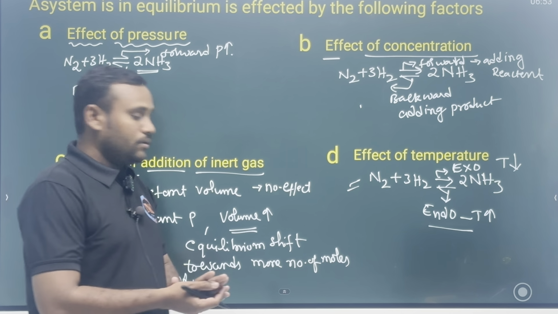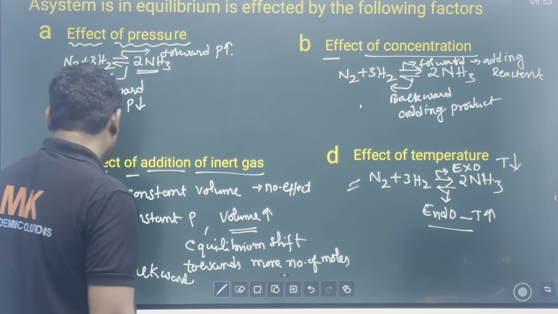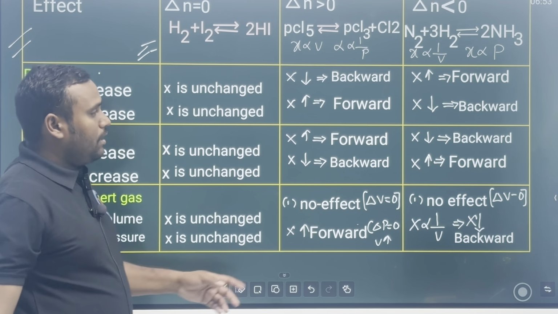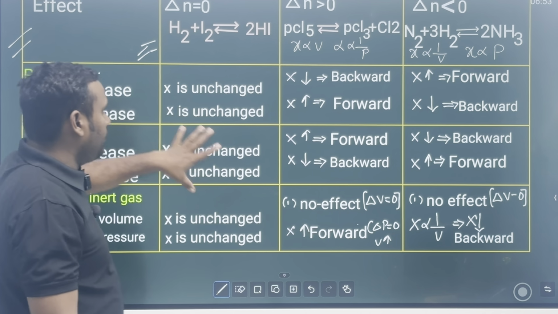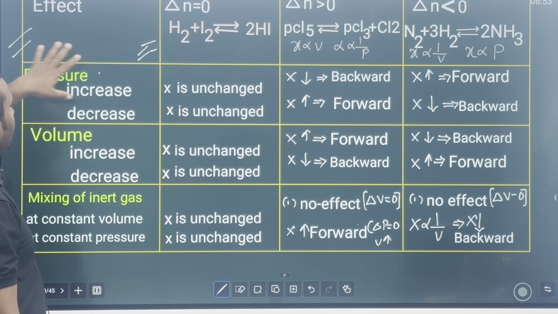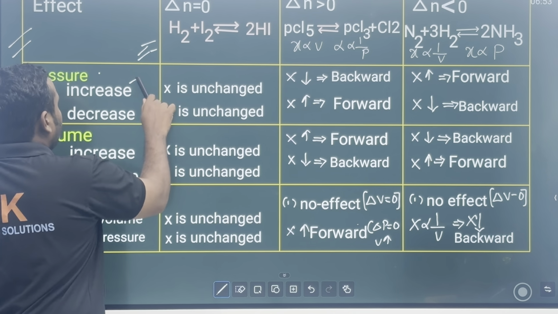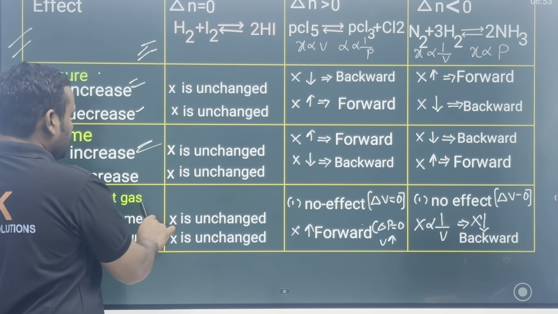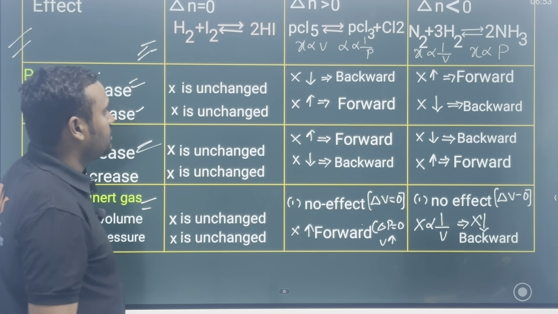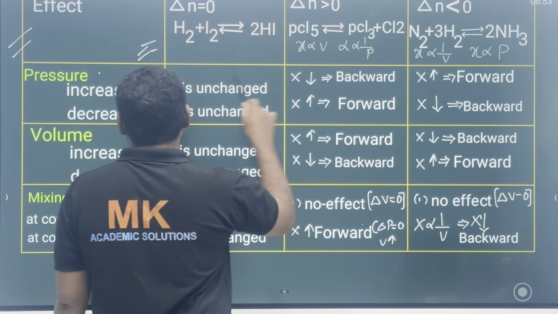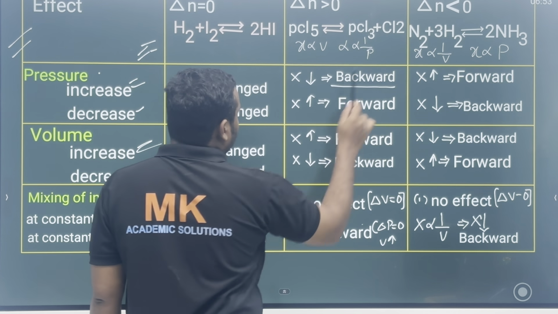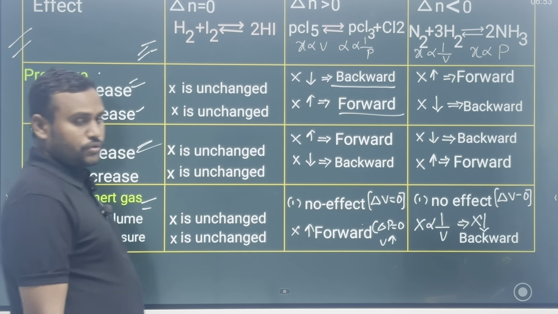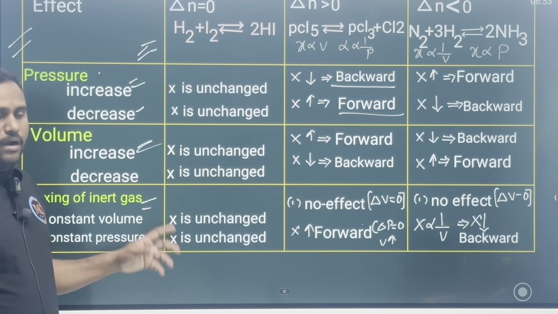Okay, so now all these things we can discuss by using this table. I will explain it in the next video, but simply you can understand. When delta n is equal to 0, there is no effect of pressure, no effect of volume, and no effect of addition of inert gas. Next, when delta n is not equal to 0, pressure increases, backward reaction is going to take place. Pressure decreases, forward reaction is going to take place. These are the things I have discussed.